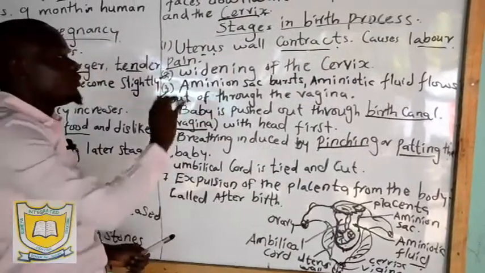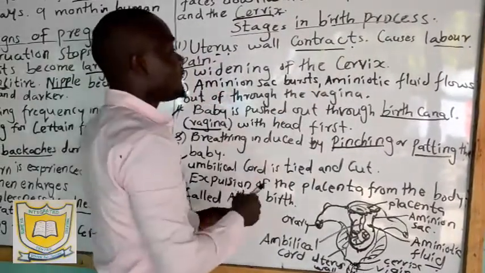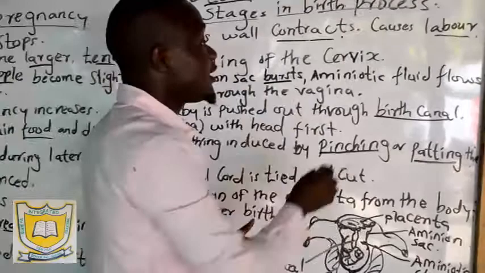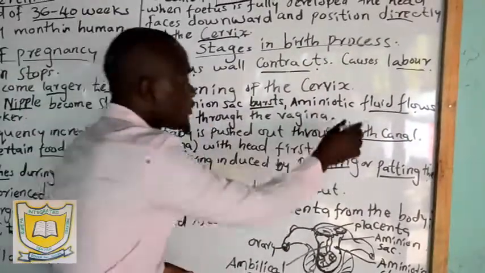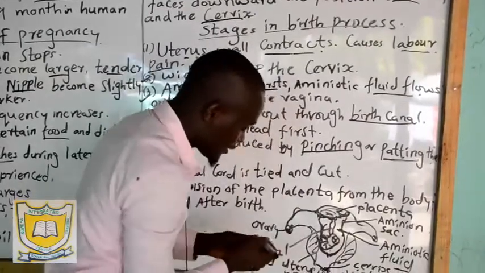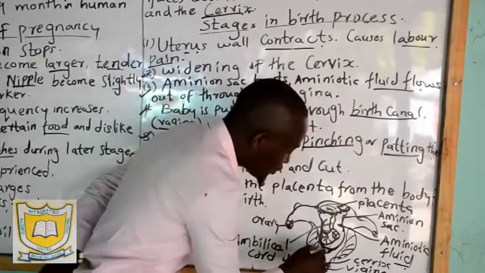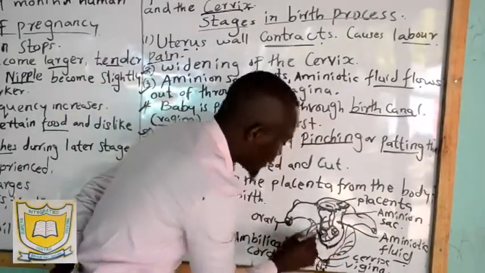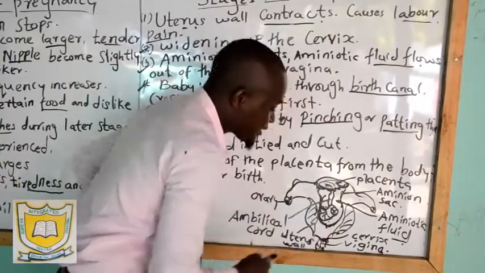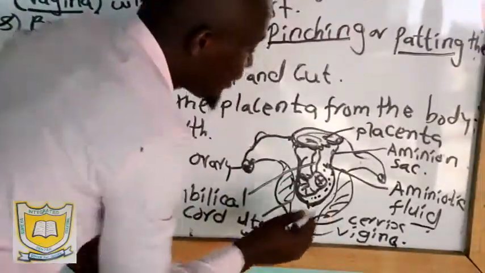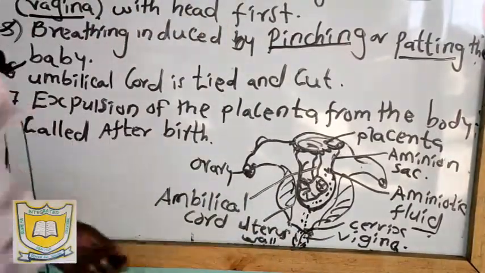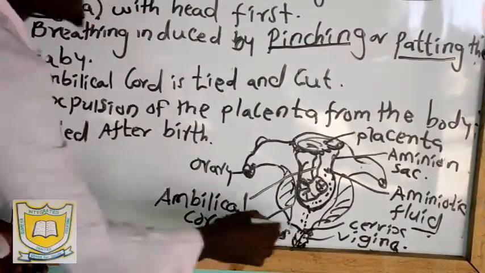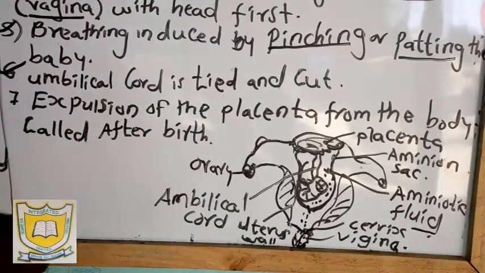Number 3, we talk of the amnion sac bursting, and the amniotic fluid flowing outside. This amniotic fluid is inside here, inside the amnion sac. When the amnion sac bursts, the liquid inside now flows outside. This liquid flows outside through where? It flows outside through the vagina.